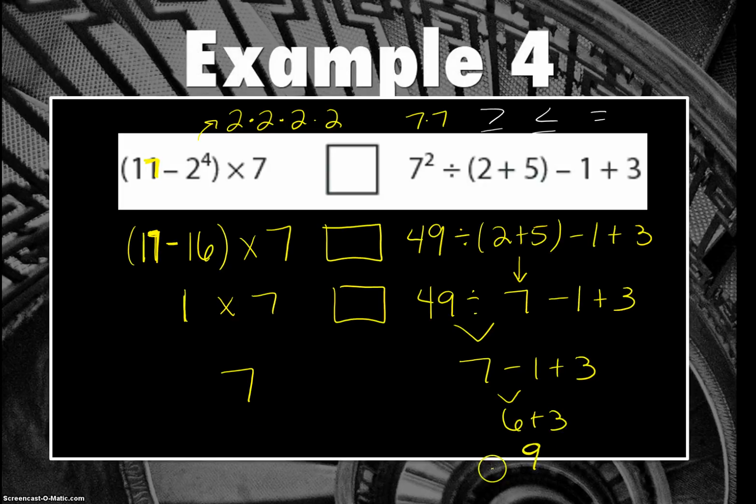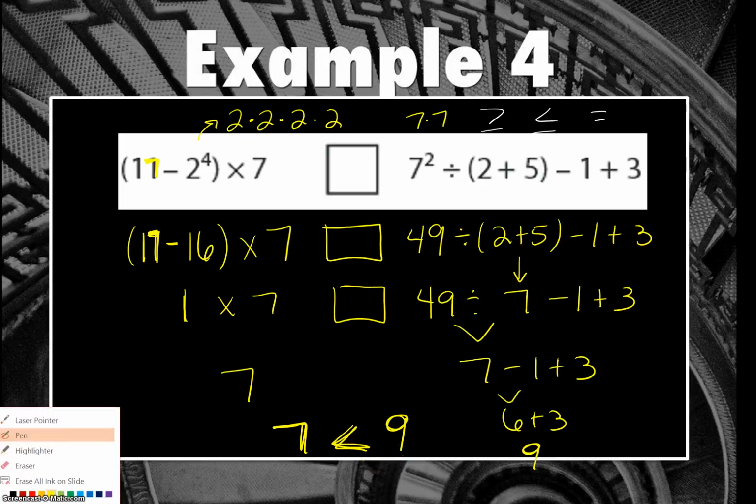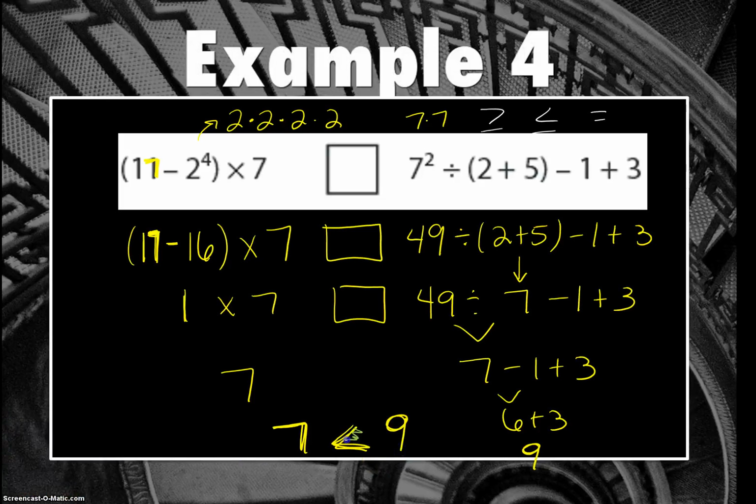So I'm comparing 7 and 9. 7 compared to 9, 9 is larger. So 7 is less than 9. Your alligator always eats the bigger number. So if you think of this like a big mouth, the mouth is always going towards the bigger number. So for your final answer, you put a less than symbol here. Just need to remember that the alligator eats the bigger number.